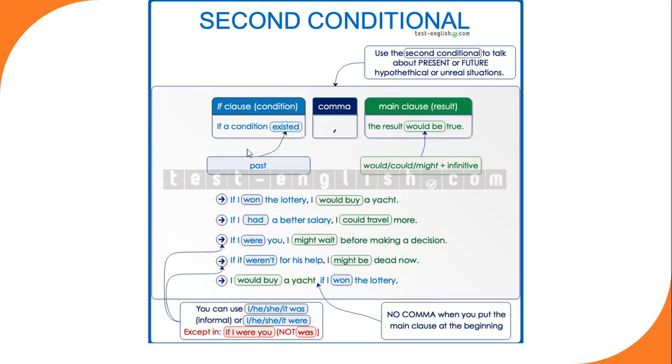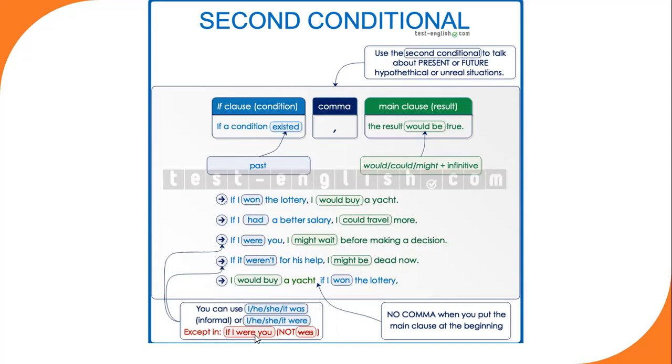En la cláusula if, el verbo va en pasado, su forma en pasado, y en la cláusula principal, main, tenemos un modal would, could, o might, más el verbo en infinitivo, entonces would be true, ¿ok? If I won the lottery, I would buy a yacht. Si yo ganara la lotería, compraría un yate. If I had a better salary, I could travel more. Si tuviera un mejor salario, podría viajar más. If I were you, I might wait before making a decision. Ok, este es un consejo.